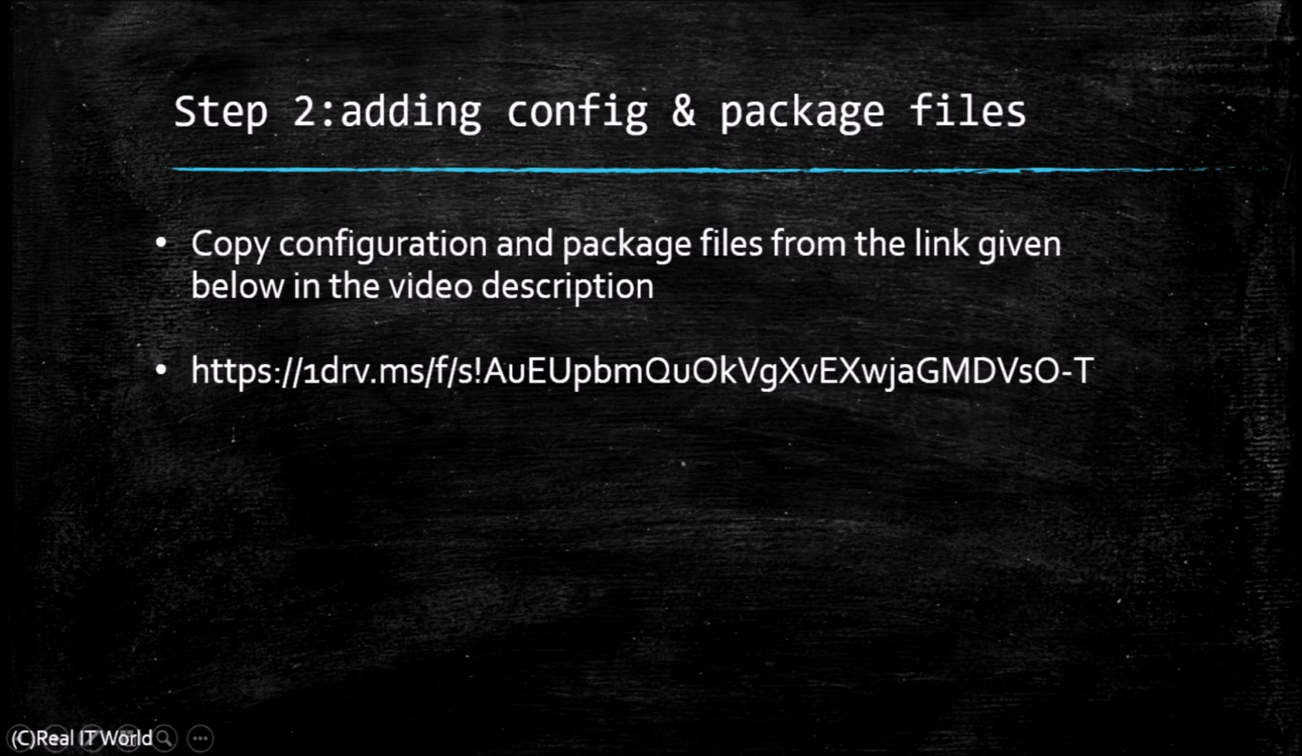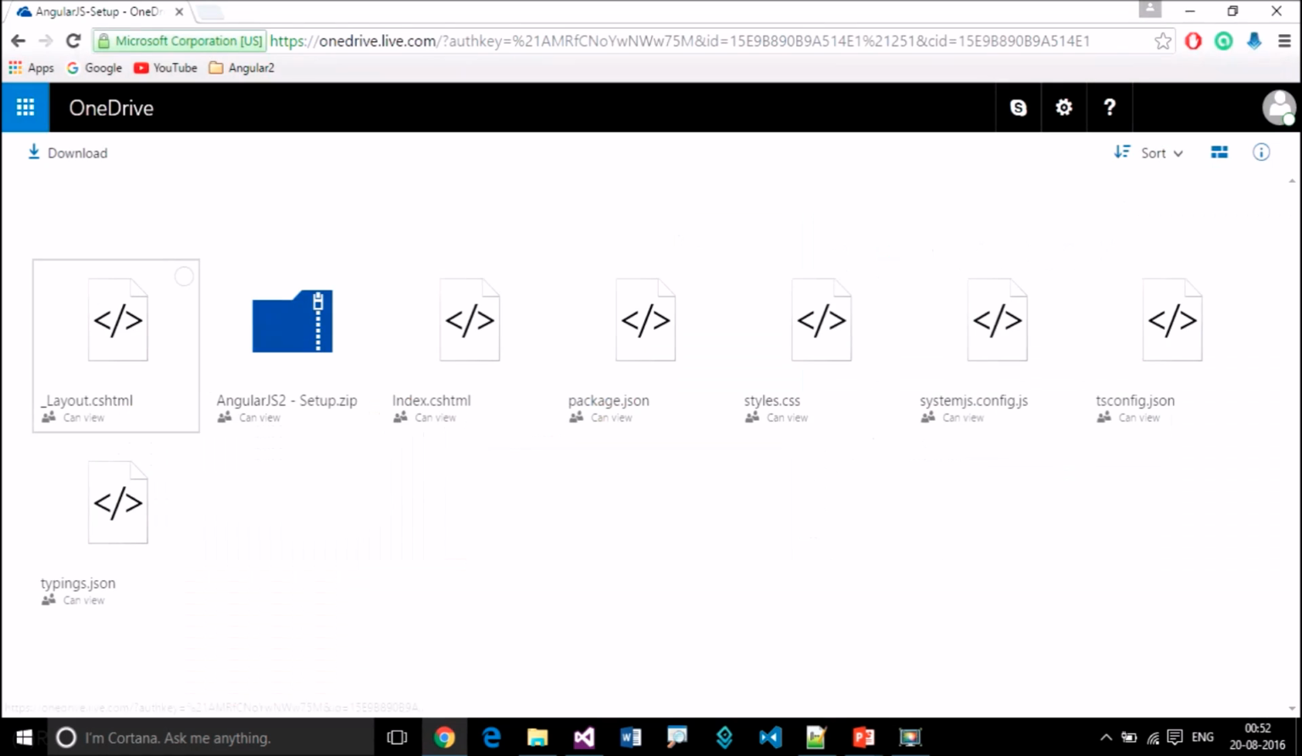As the second step, we need to add config and package files. I have already created these files, or you can download them from the AngularJS documentation. I have listed these files at this link. You can find this OneDrive link in the description below this video. I already opened that link here. If you click on that link, you will be redirected here. These are all the files we need to set up an AngularJS 2 application.